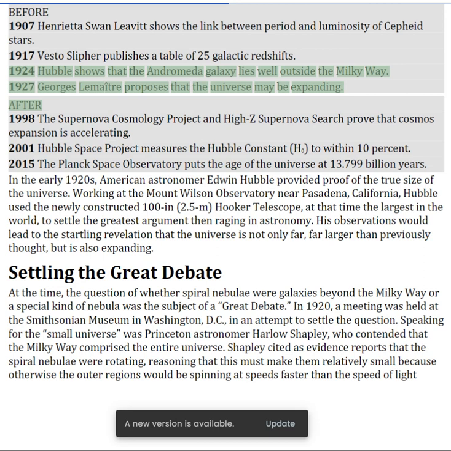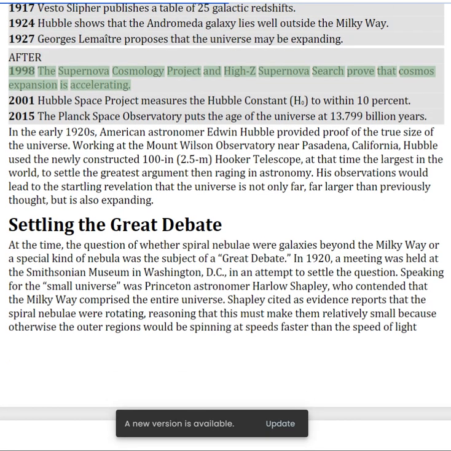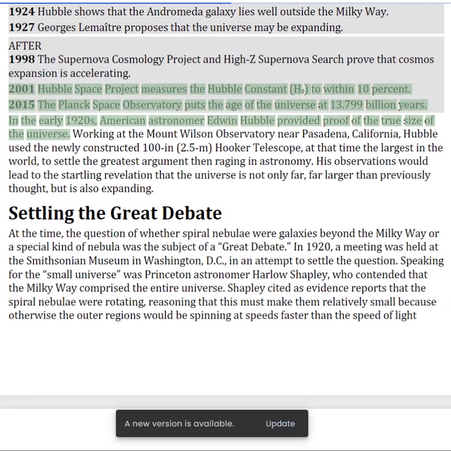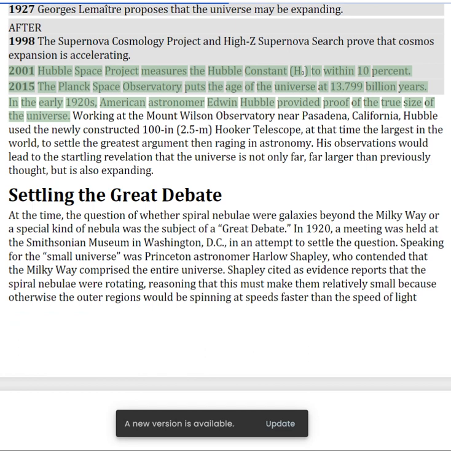After: 1998, The Supernova Cosmology Project and High-Z Supernova Search prove that cosmic expansion is accelerating. 2001, The Hubble Space Telescope project measures the Hubble constant to within 10%. 2015, The Planck Space Observatory puts the age of the universe at 13.799 billion years.